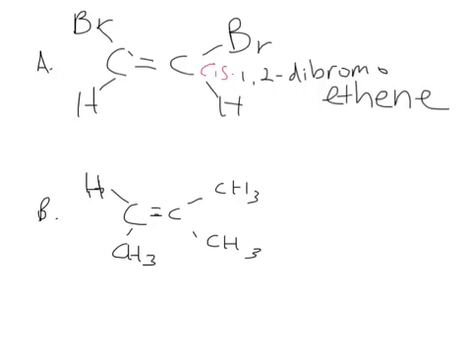So when I go to B here and I try to name molecule B, again, I want to find the longest chain that includes my double bond. So looking there, I'm going to go 1, 2, 3, 4. So my longest chain is 4. That's butene.